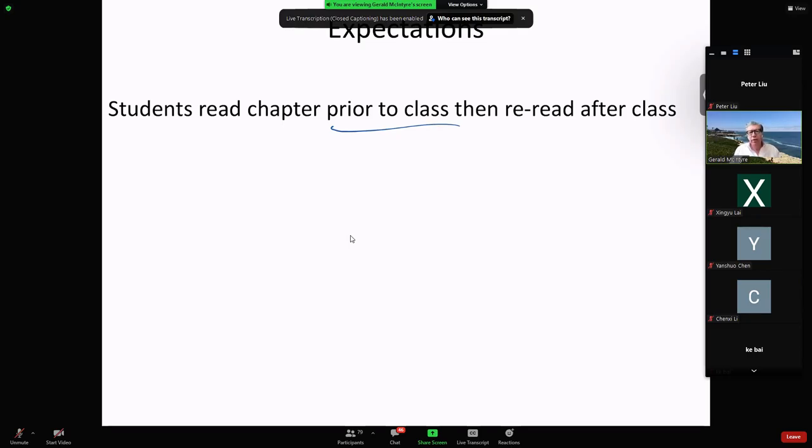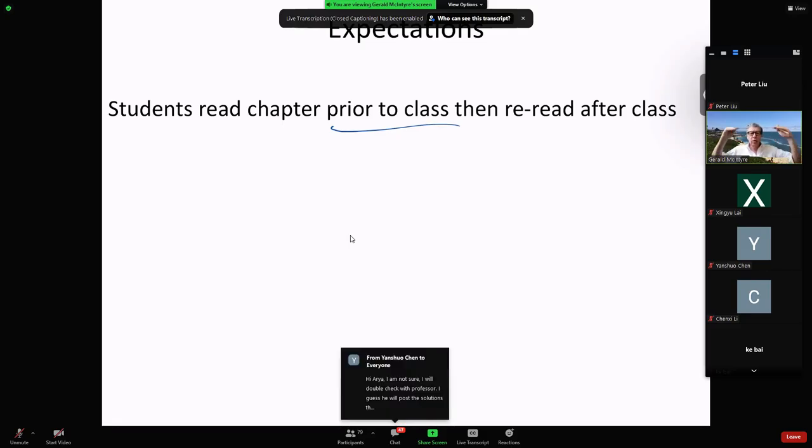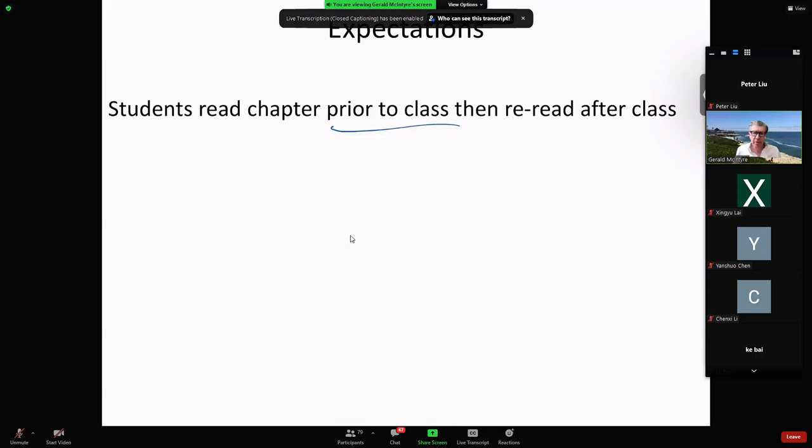Having said that, the first time you read the chapter that we're covering, only expect to understand maybe 60% of the material. Then you come to class, come to lecture. We work through it. We dig down into the essence of the model of that chapter, and then your understanding will rise dramatically. A rereading will take you up to 80 or 90% comprehension of that chapter. Alrighty.